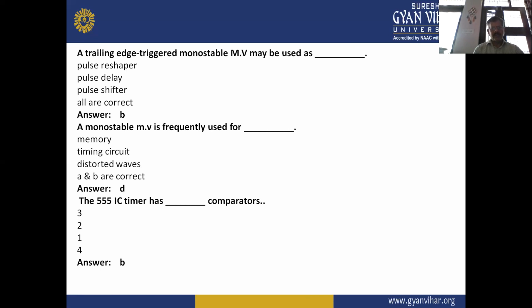The 555 IC timer has: option A, 3 comparators; option B, 2 comparators; option C, 1 comparator; option D, 4 comparators. So the 555 IC is used as a timer, and it has 2 comparators. So here the correct option is B, the 555 timer IC has 2 comparators.